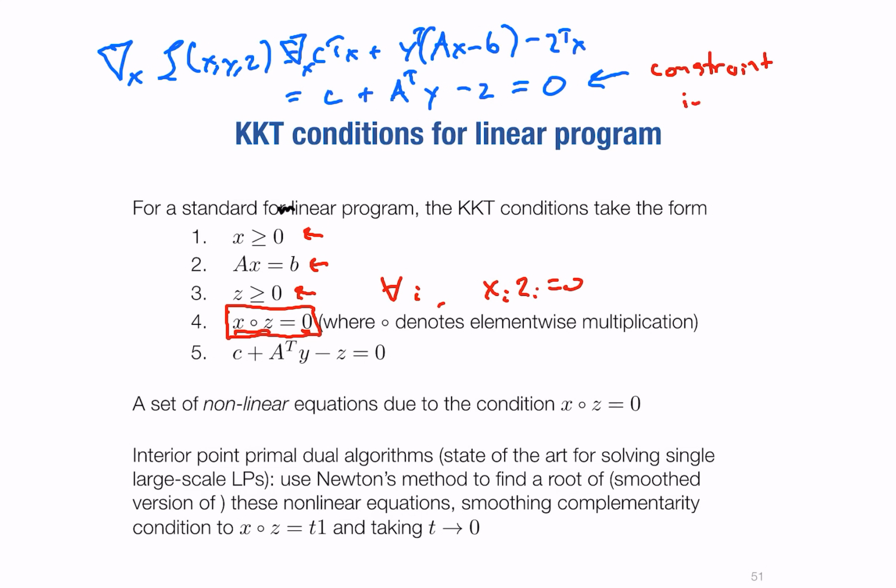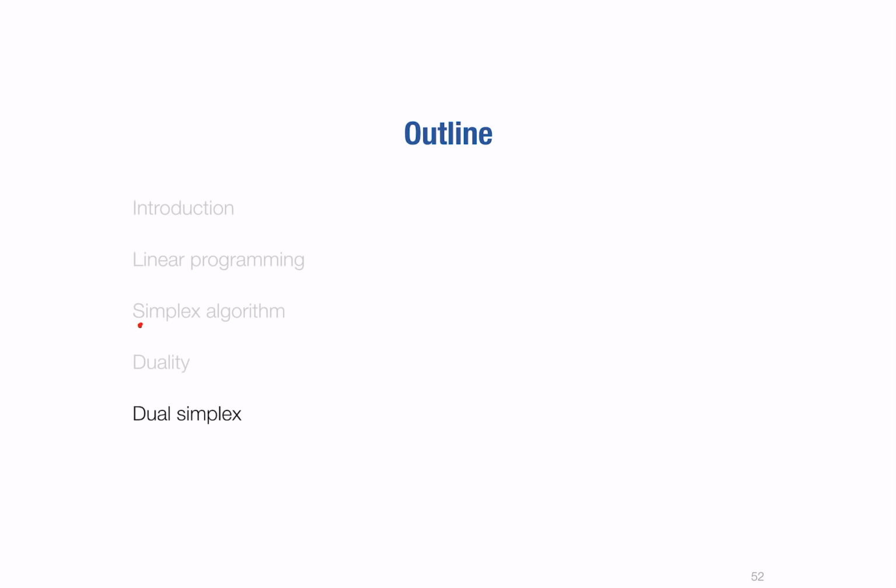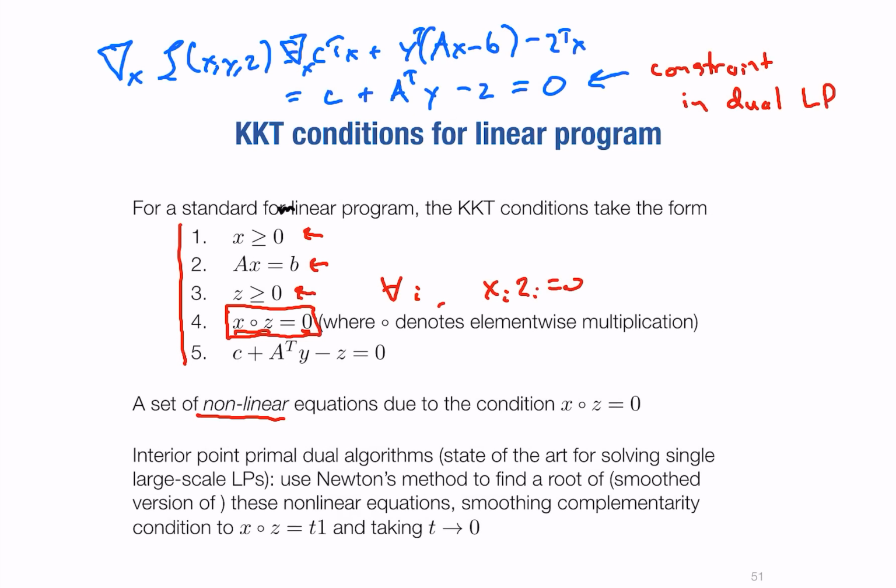Constraint in the dual LP. So these 5 conditions have to hold in order for a solution to be optimal for a linear program. And what's interesting about this is that it's actually a set of nonlinear equations. In particular, this equation here, the complementarity condition, is nonlinear because it involves a product of the dual variables z and the primal variables x.